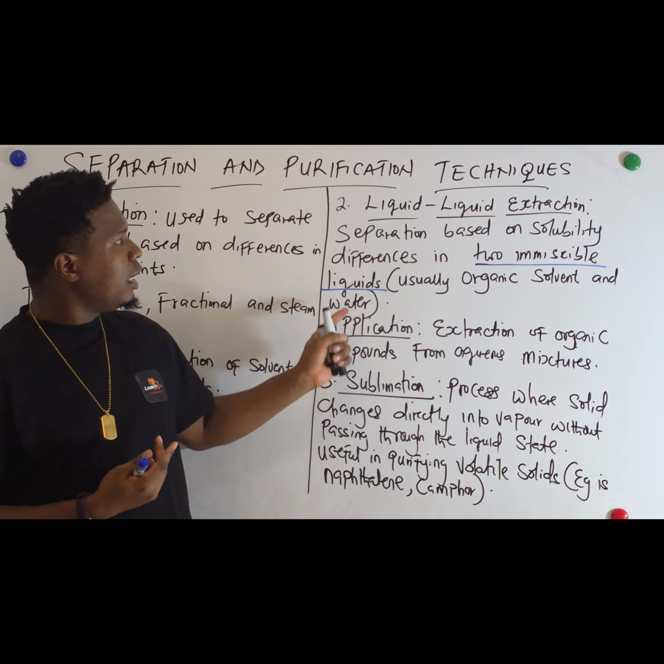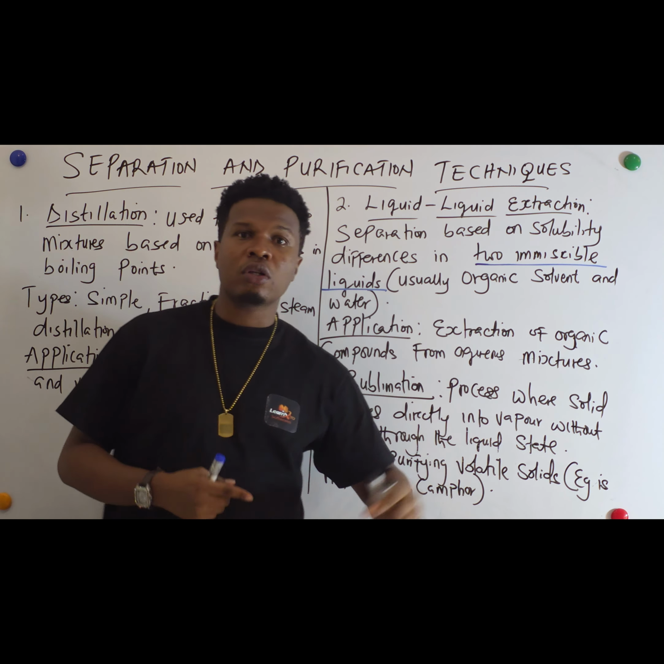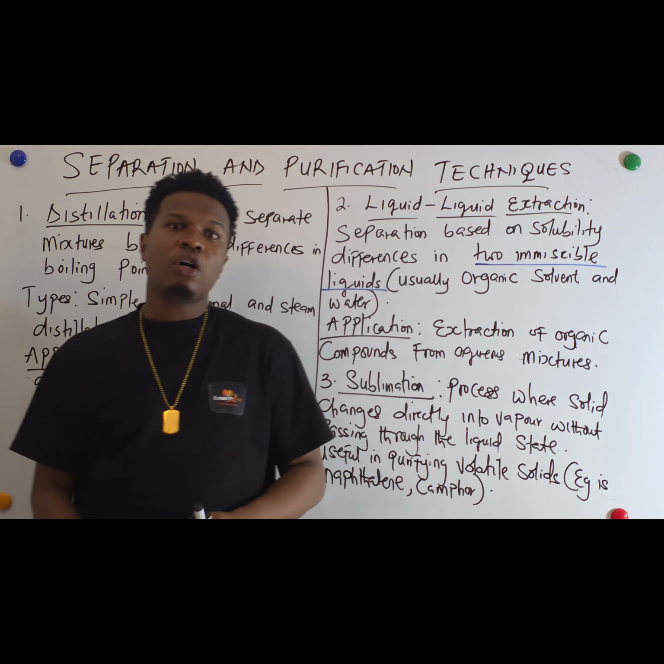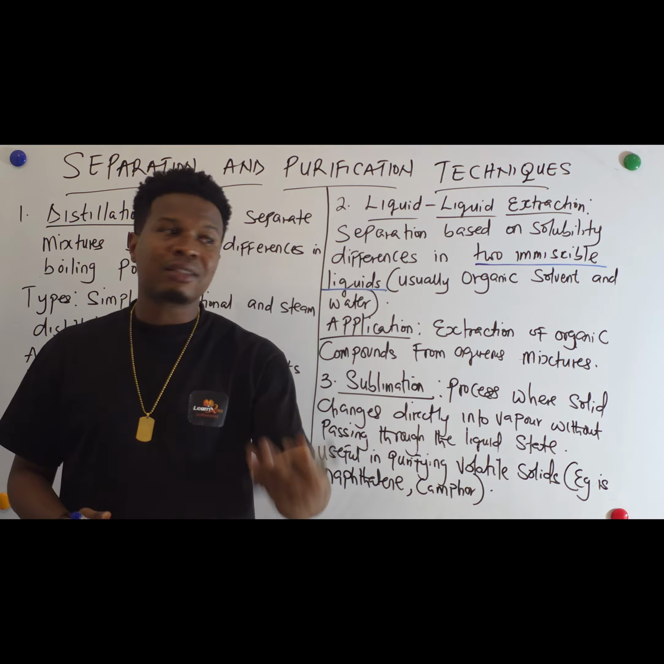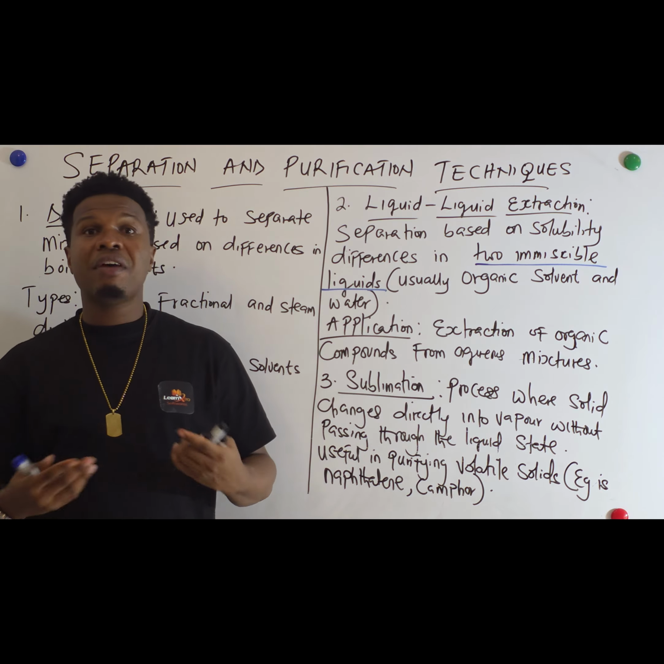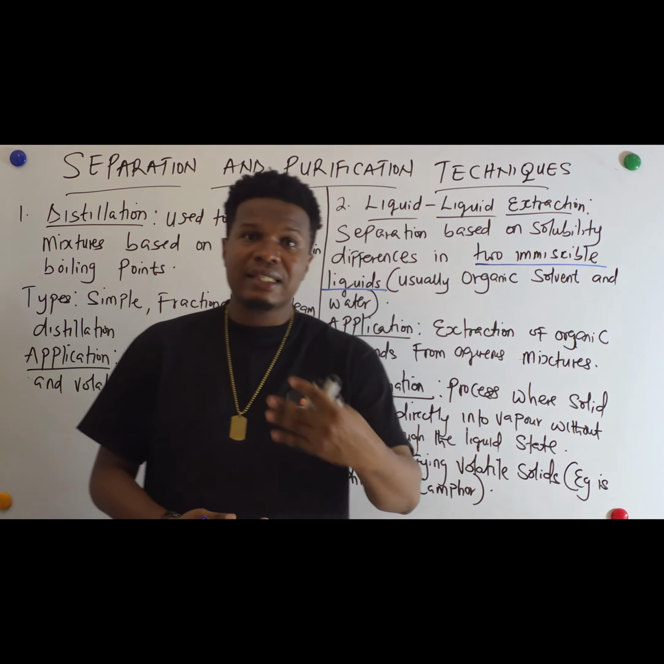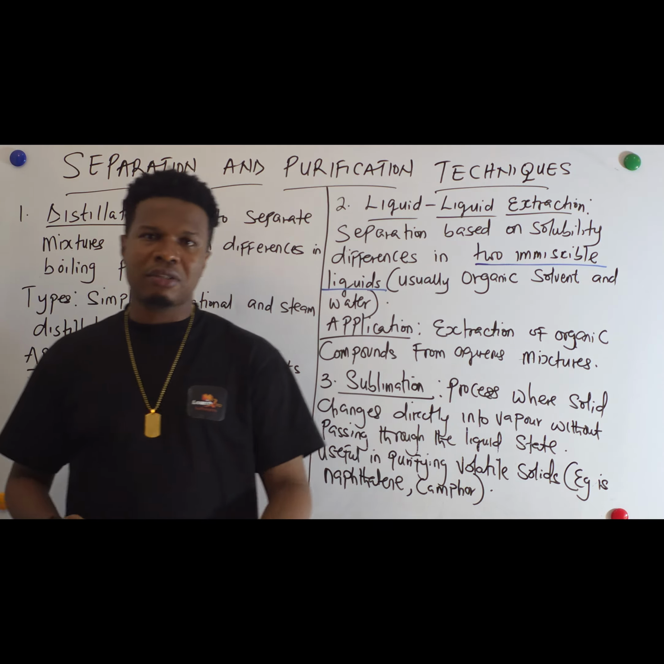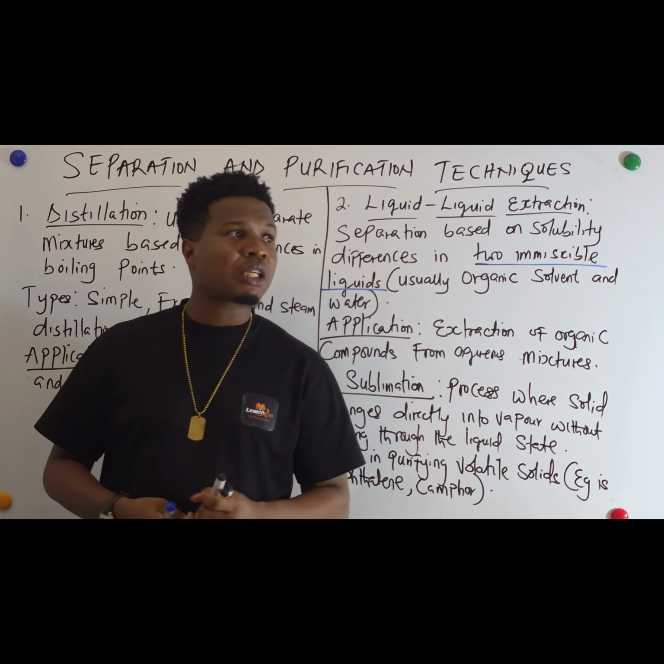So liquid extraction is used to extract organic compounds from the aqueous what? Mixture. So when you have an aqueous mixture of any plant extract and you want to extract it, you can extract it more using an organic solvent like ethanol, which is an example. You can also use solvents like hexane and the rest of them to extract. So these are all applications of liquid extraction techniques.